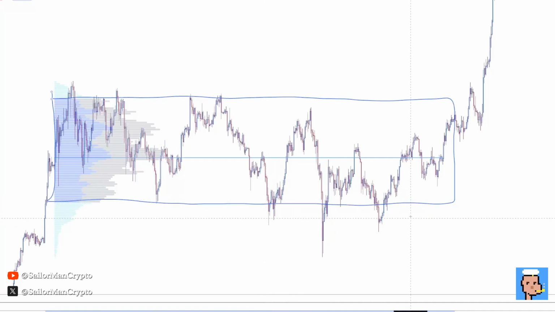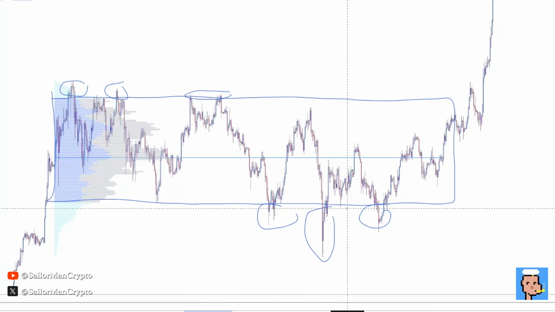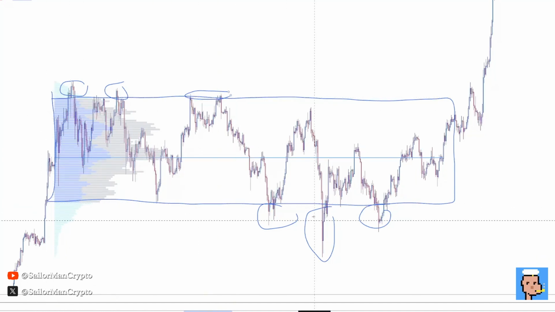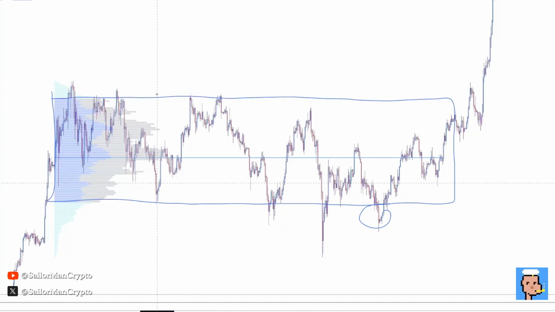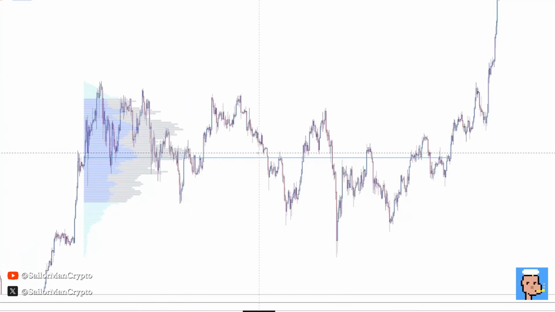Price visited below this area on these 3 instances, and it visited above on these 3 instances, but it was never traded relevantly in terms of volume. So we have these 3 levels of relevance: volume area high, point of control, and volume area low. First of all, we understand that the fixed volume profile helps us give the relevance of a range we are interested in trading.